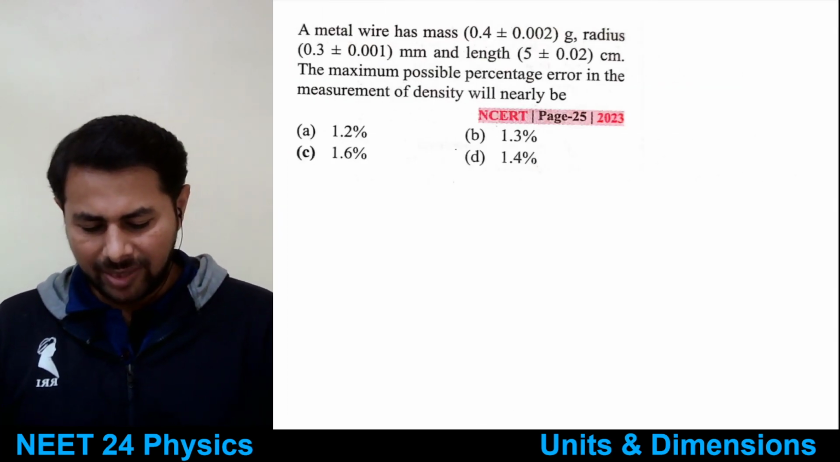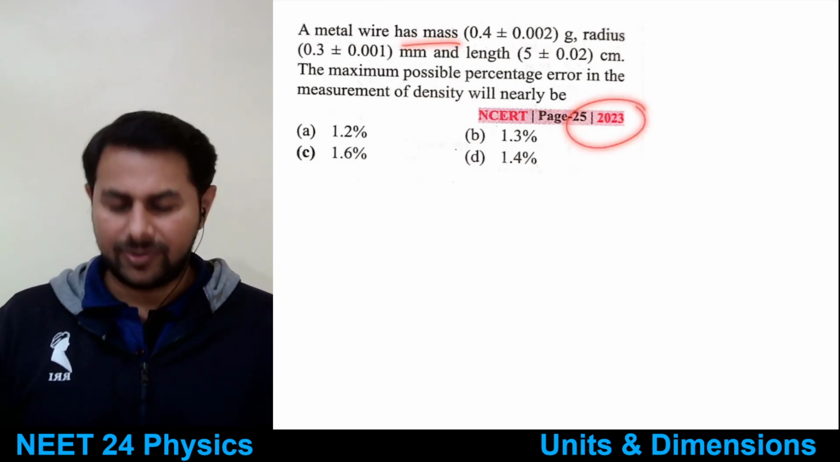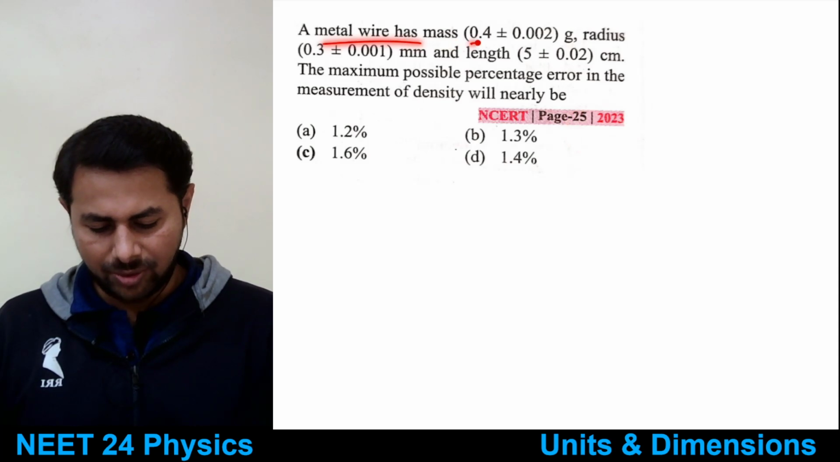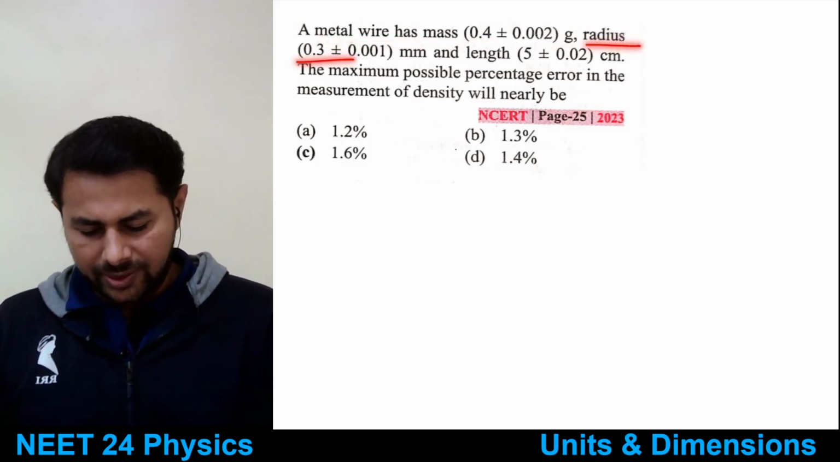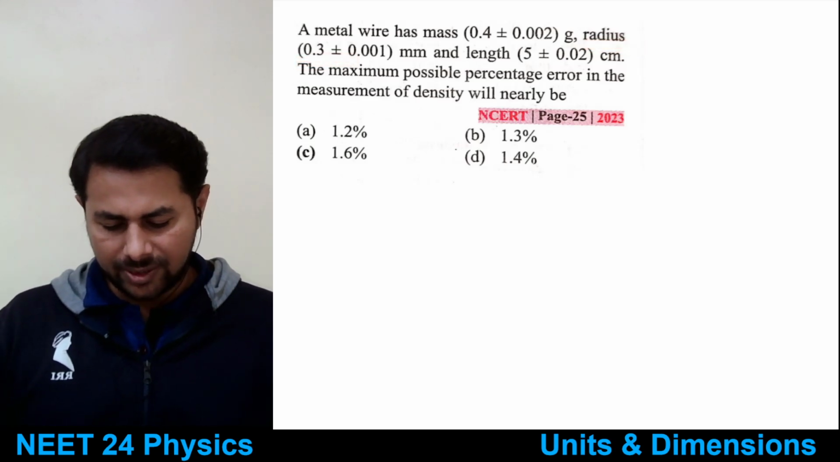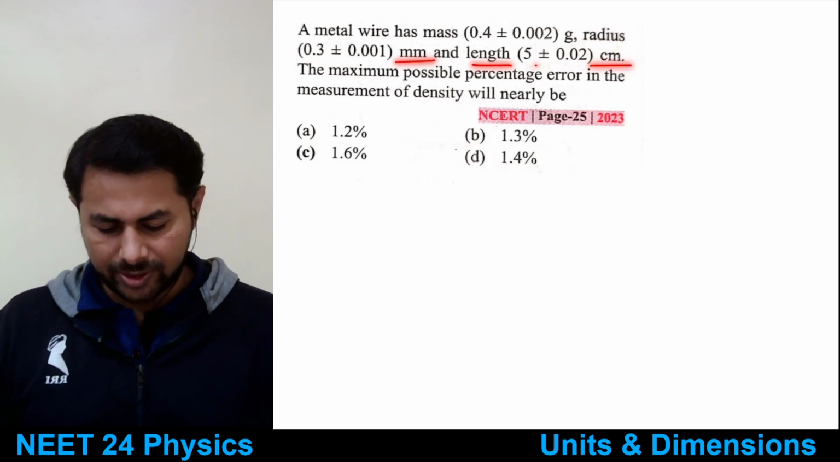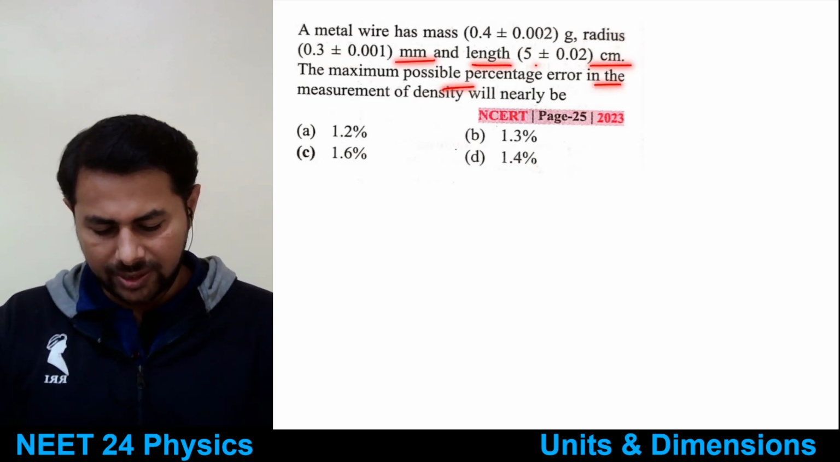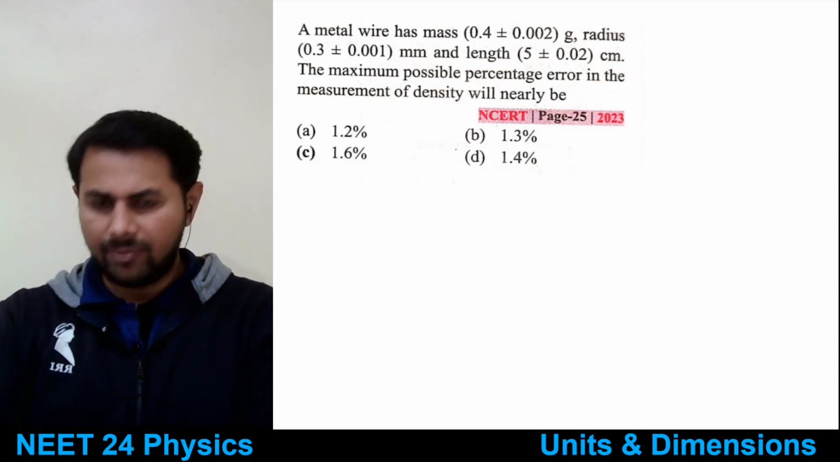Let's see next one. A metal wire has mass. This is also from 2023. A metal wire has mass of 0.4 plus minus this thing, and radius of 0.3 plus minus 0.001 mm, and the length is this much. Maximum possible percentage error in the measurement of density will nearly be. Tell me.